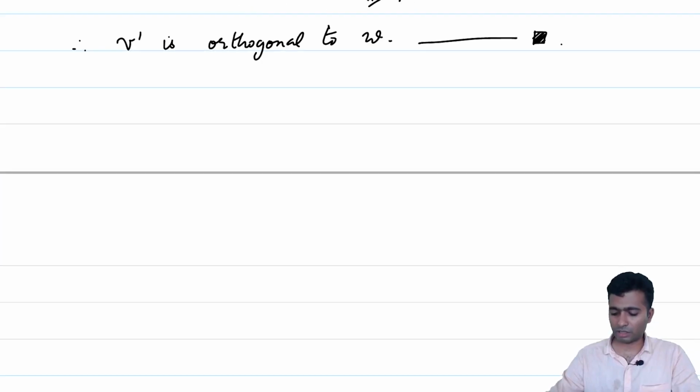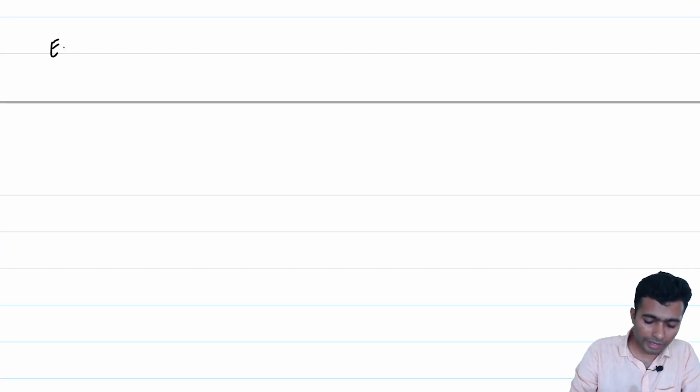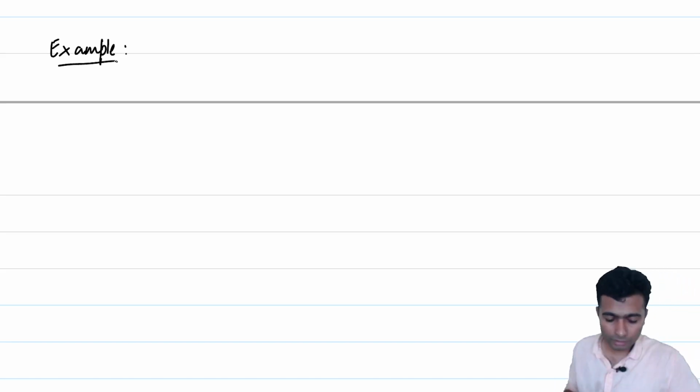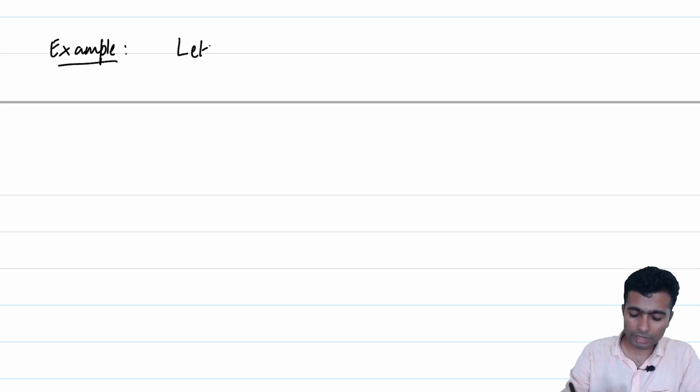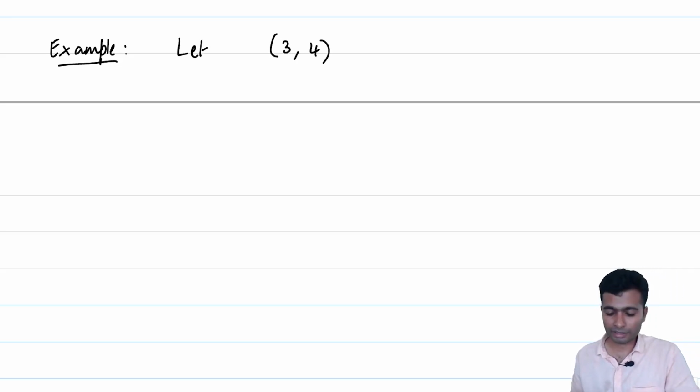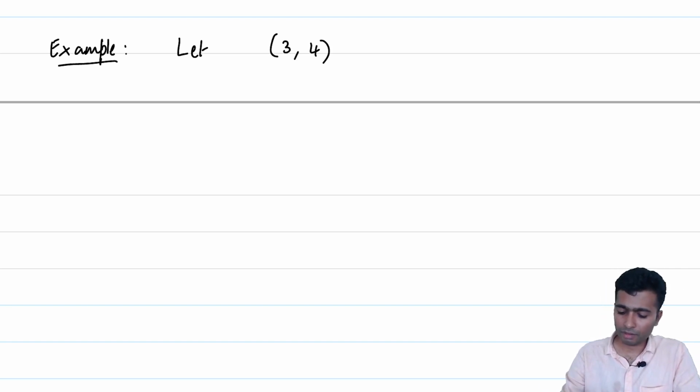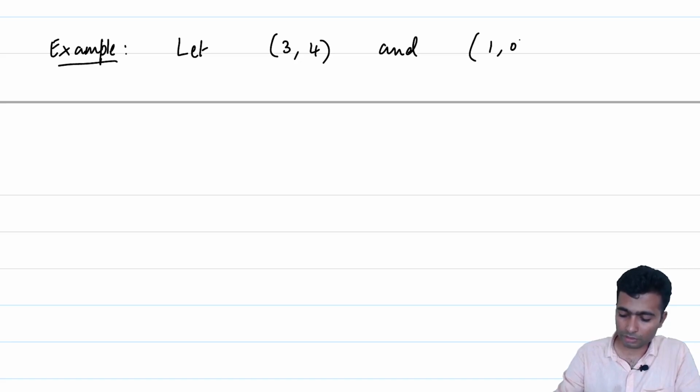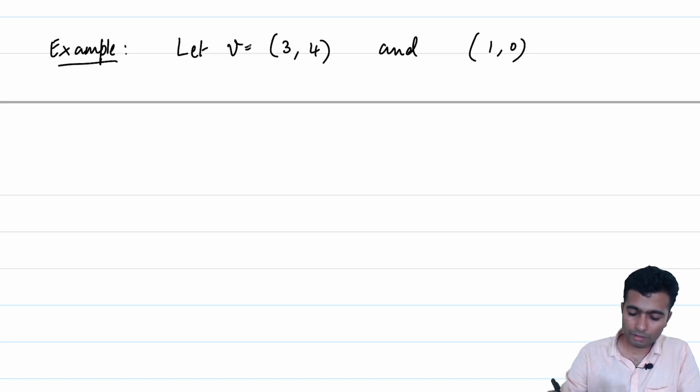So, let us just see with one example what we have just done. With V and W, they are just symbols. Let us take one concrete example and have a look at it. So, let us again pick 3 and 4, it is easy to compute the length here. Let 3, 4 and maybe 1, 0 be V and W.